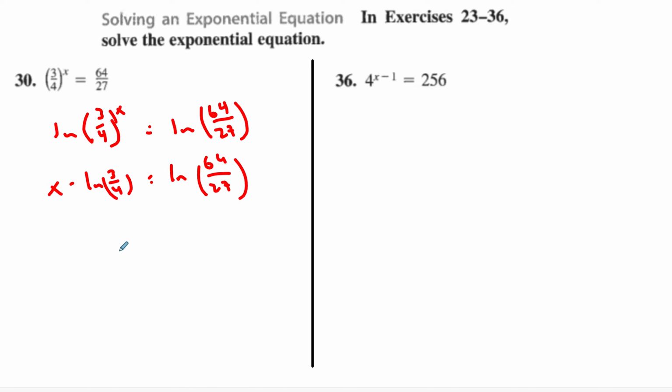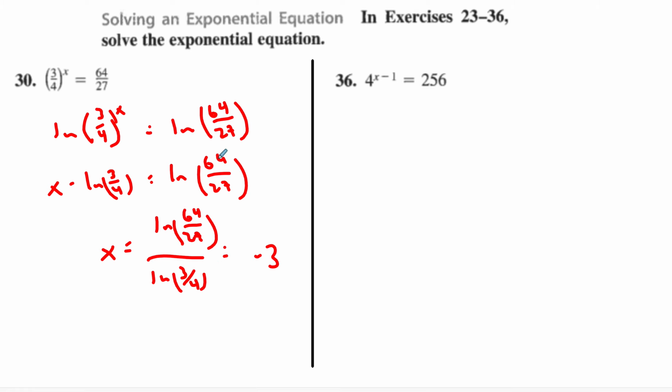So that being said, could we then divide both sides by the natural log of 3/4? Now we're going to get an answer that looks interesting, and I'll explain why in just a sec. When we take the natural log of 64 divided by 27, then divide by the natural log of 3/4, we get -3.